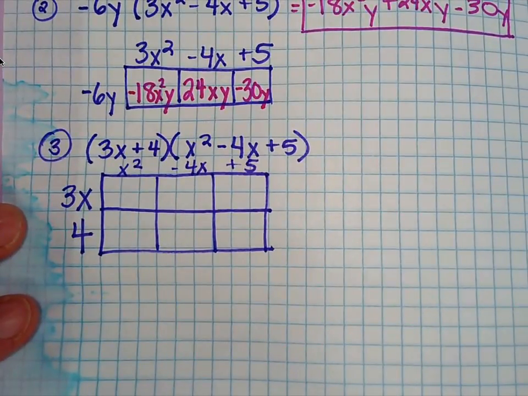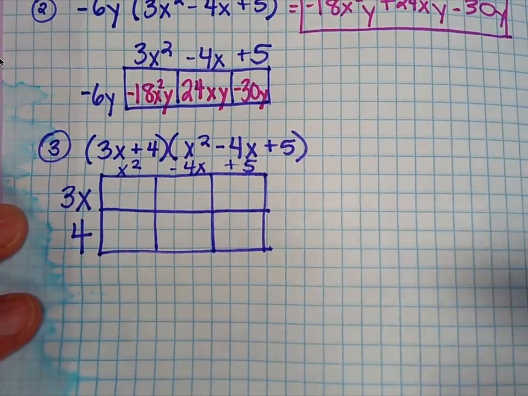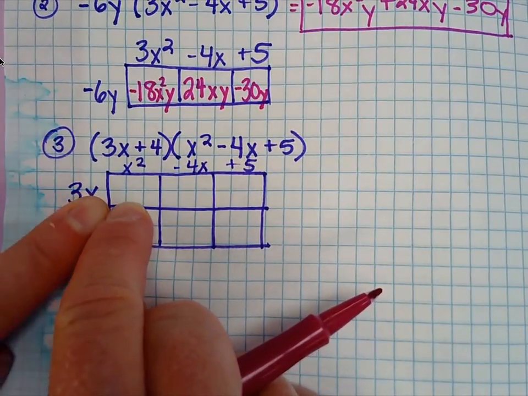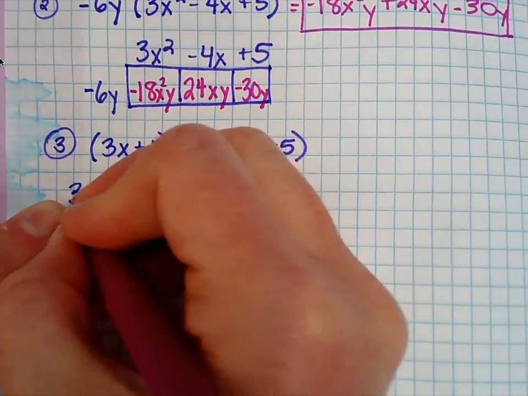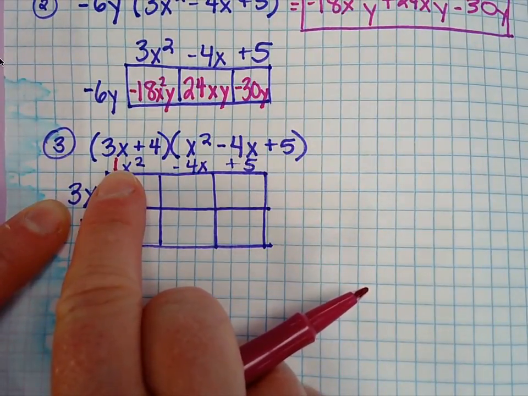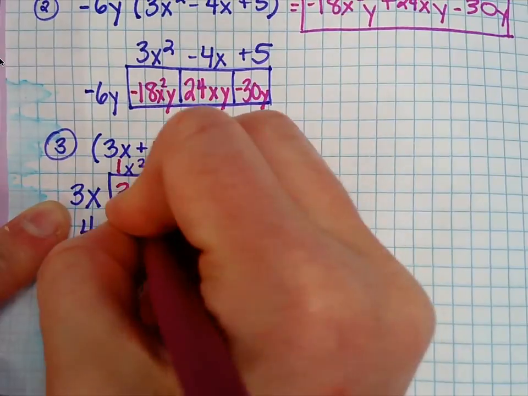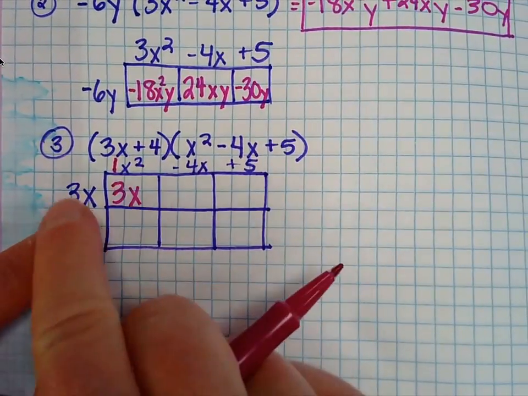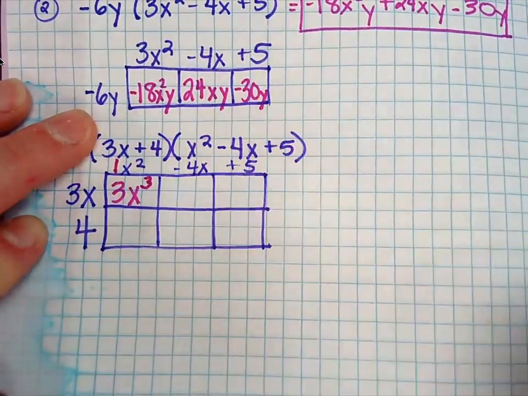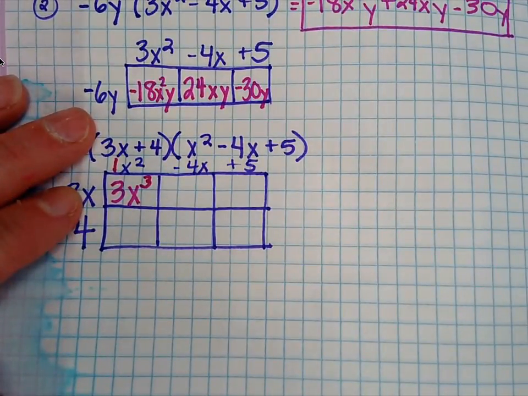Got your box set up? So now we'll multiply 3x times x squared, and it goes in this spot right here. So 3 times, that's a 1. If there's nothing out front, that's a 1. So that'd be 3x, x squared, and x to the first power, make it x to the third power. Because remember, you add exponents when you multiply.